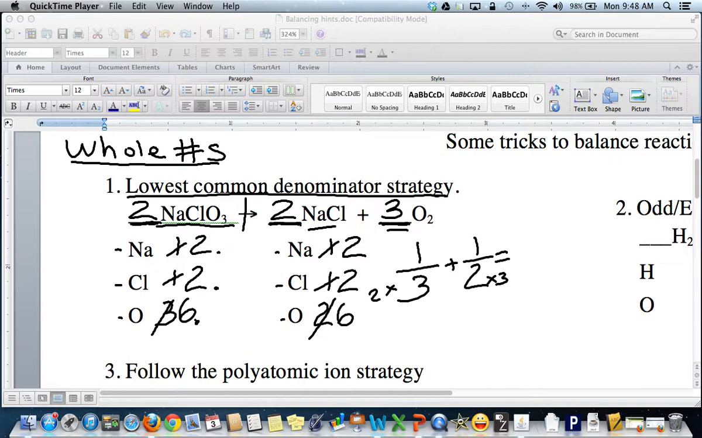Decomposition. We have one chemical decomposing into two other chemicals. So it's a decomposition.